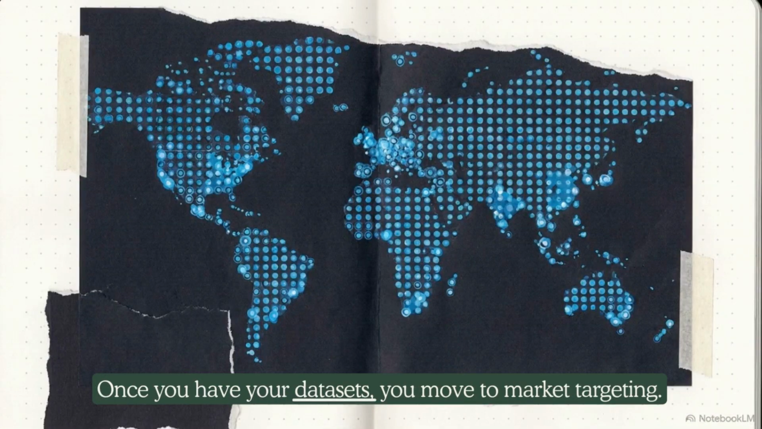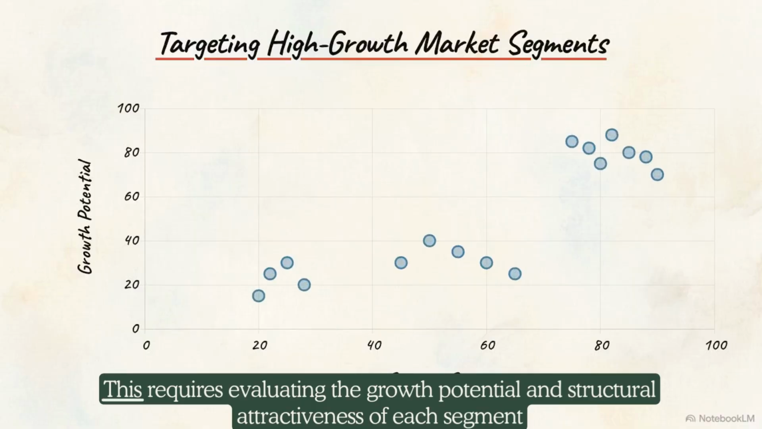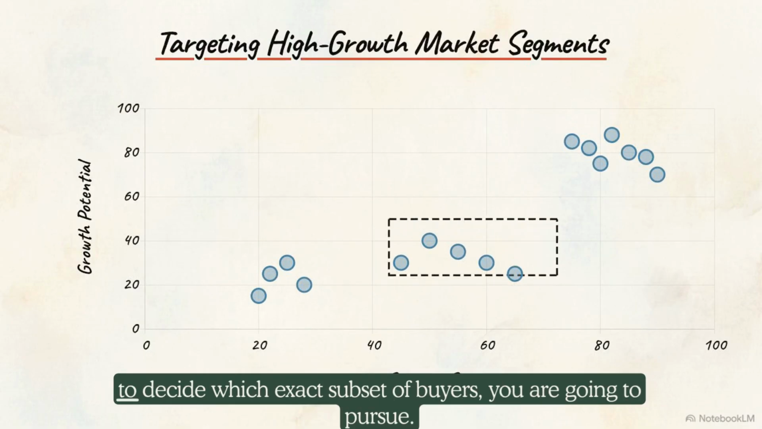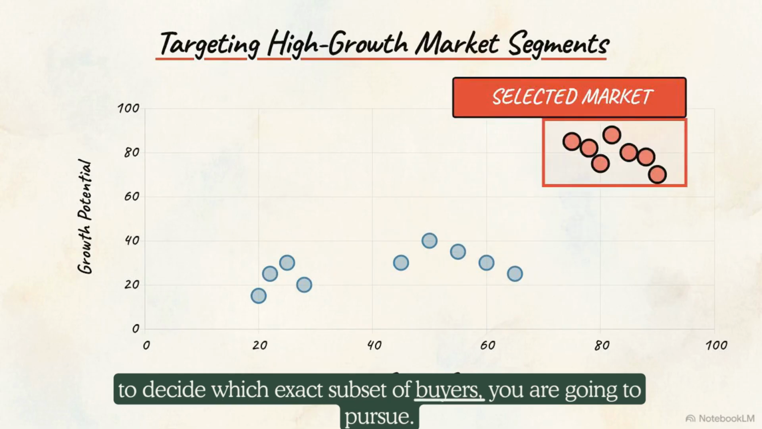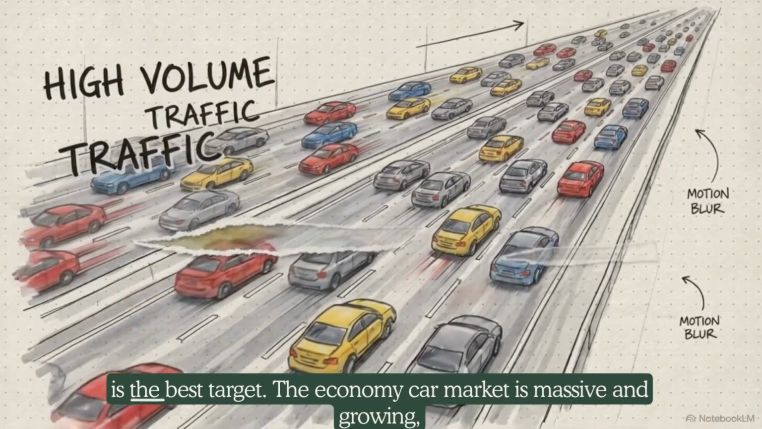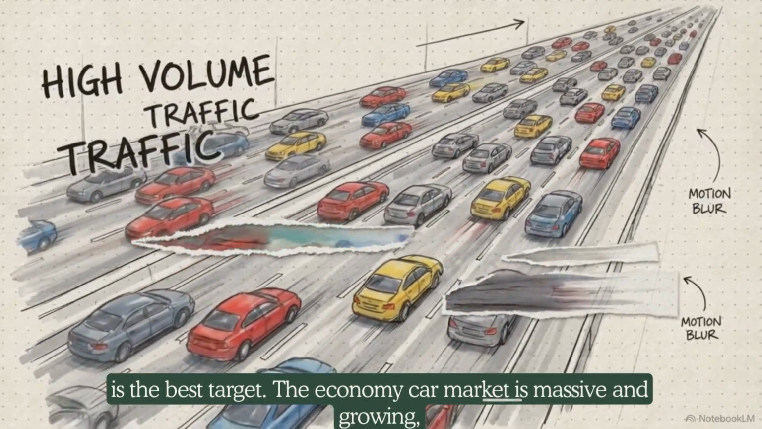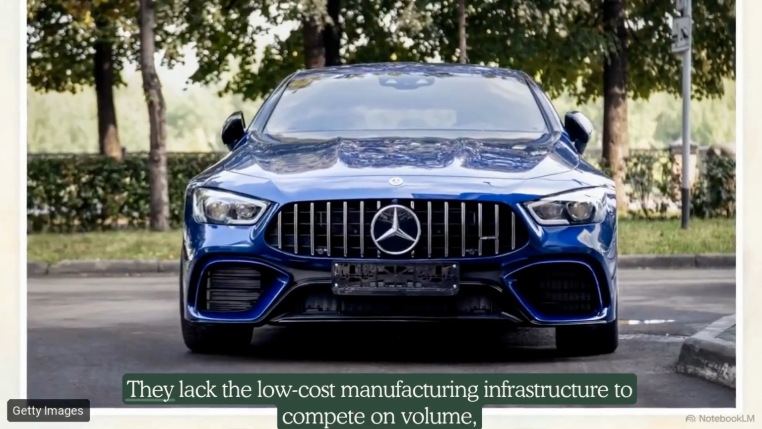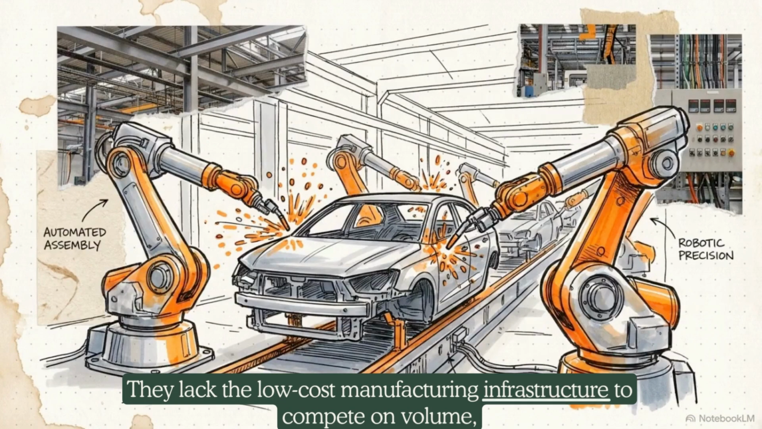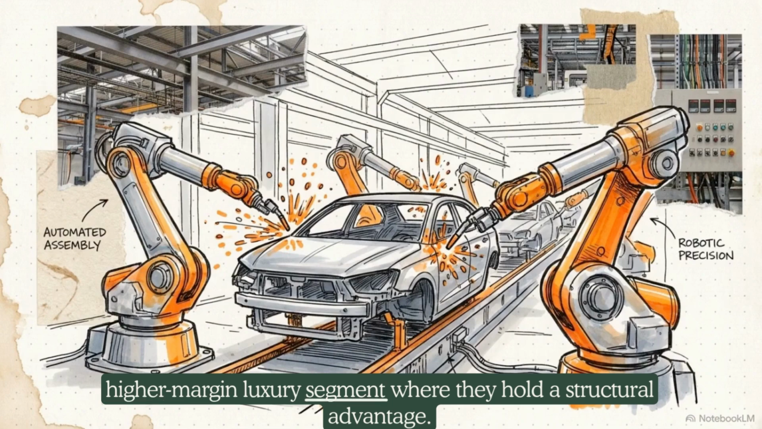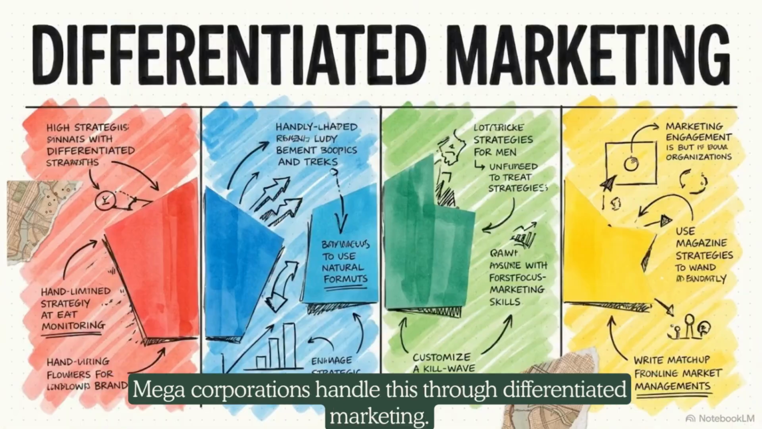Once you have your datasets, you move to market targeting. This requires evaluating the growth potential and structural attractiveness of each segment to decide which exact subset of buyers you are going to pursue. It is a common mistake to assume the largest segment is the best target. The economy car market is massive and growing, but a brand like Mercedes-Benz actively ignores it. They lack the low-cost manufacturing infrastructure to compete on volume, so they target the smaller, higher-margin luxury segment where they hold a structural advantage.